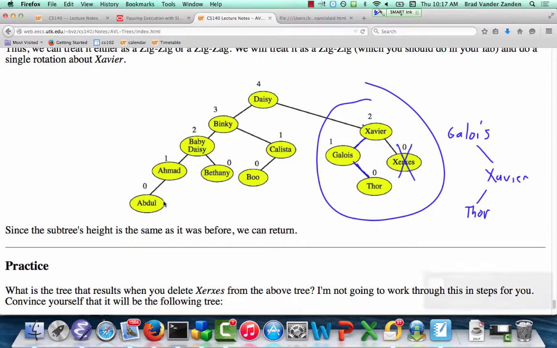So look at Xavier and the heights of the two trees. This is now 1 and this is -1. So the left subtree is greater, so go and look at it, and then look at its two children, and the greater subtree is the right subtree, so it's a zigzag. Okay? So we actually do the rotation about Thor here, a double rotation.